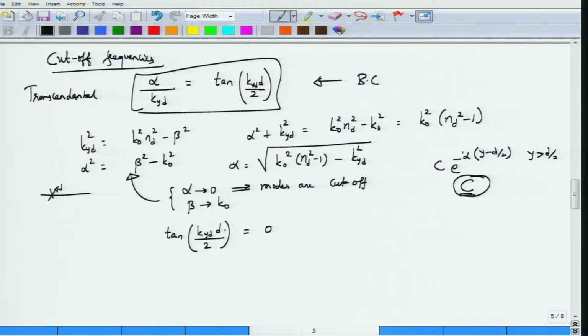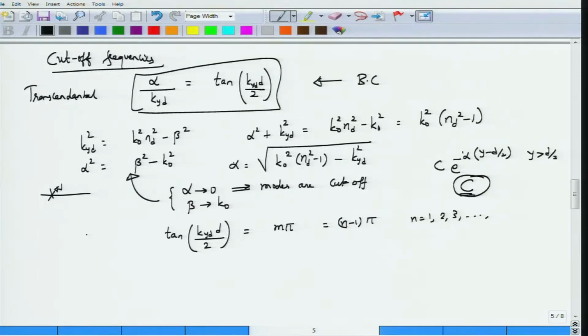So this should go to either 0 for tan to go to 0, or it should go to a multiple of pi, m standing for different orders. So with m equal to 0, 1, 2 or 3, you will have different modes coming in. If you want, you can replace m pi by n minus 1 into pi and set n equal to 1, 2 and 3 and so on. This m notation or n notation is used in literature, both are used.